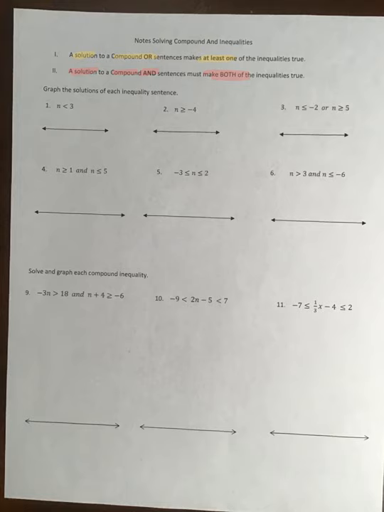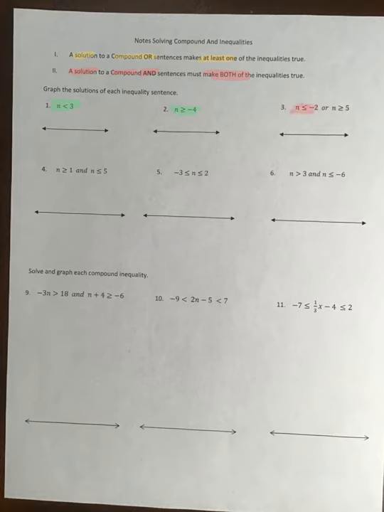Okay, so let's look at number one. It says graph the solutions for each inequality sentence. Notice that number one is not a compound sentence. And notice number two is not a compound sentence. They're just a single individual inequality, so I just call them regular inequalities. But look at number three. Number three has two inequalities, and when you have two inequalities, that is called a compound sentence.